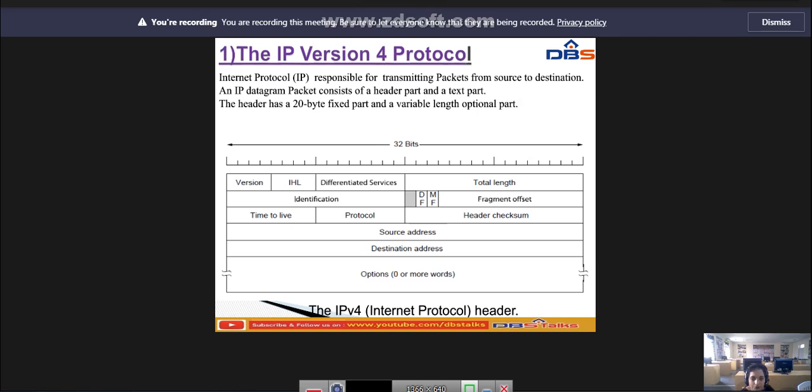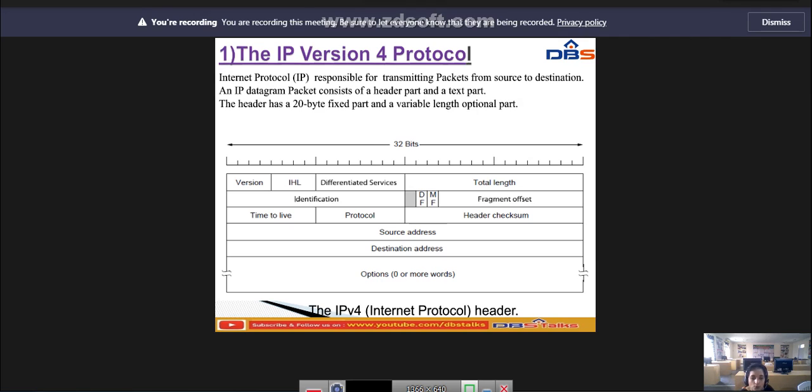Next is differentiated services. This field is one of the few fields that has changed its meaning slightly over the years. Originally it was called the type of service field. It was and still is intended to distinguish between different classes of service. Various combinations of reliability and speed are possible. This is called differentiated services.